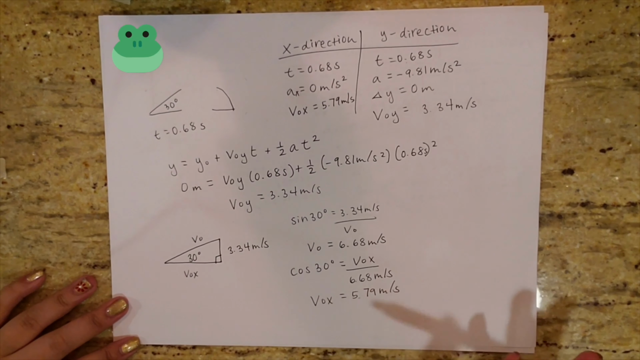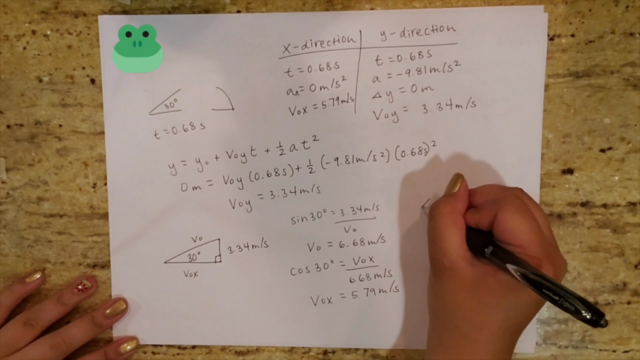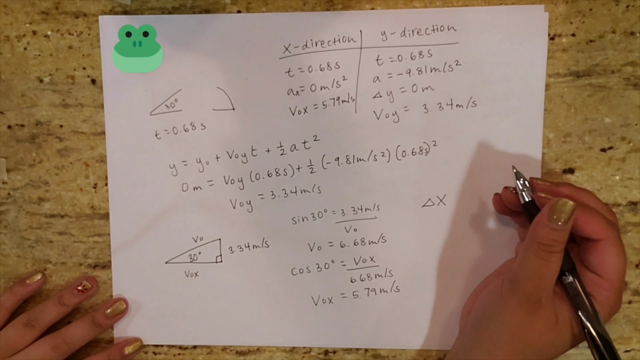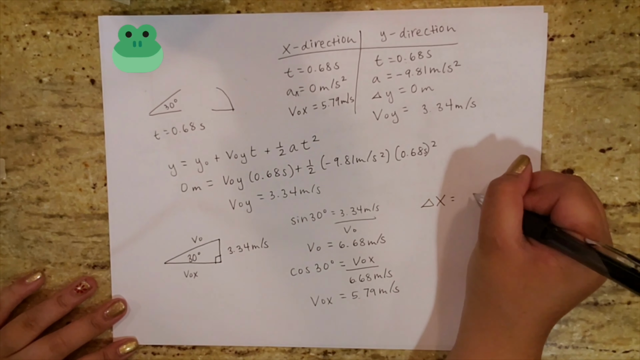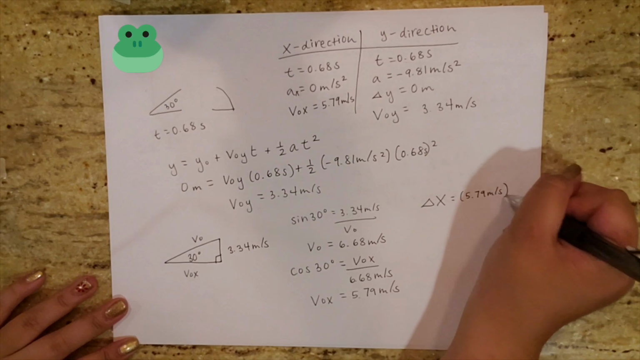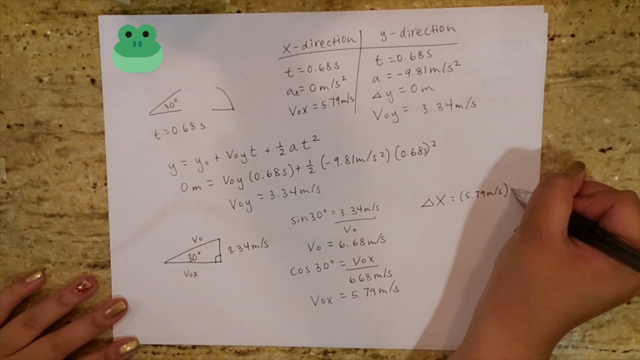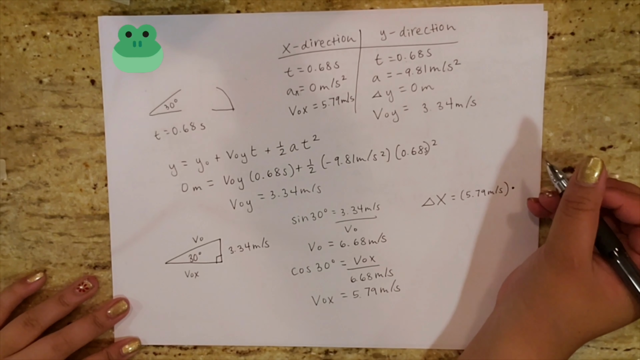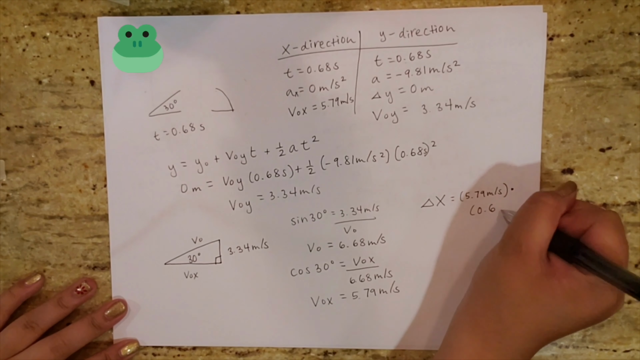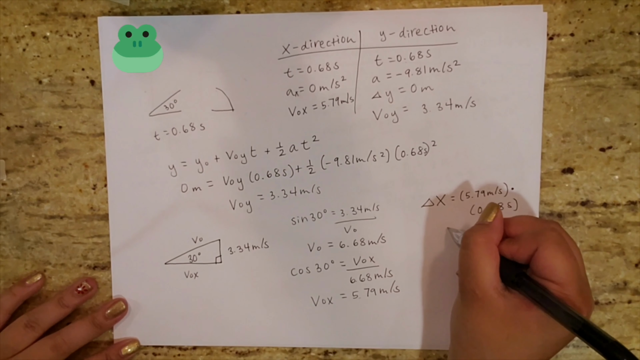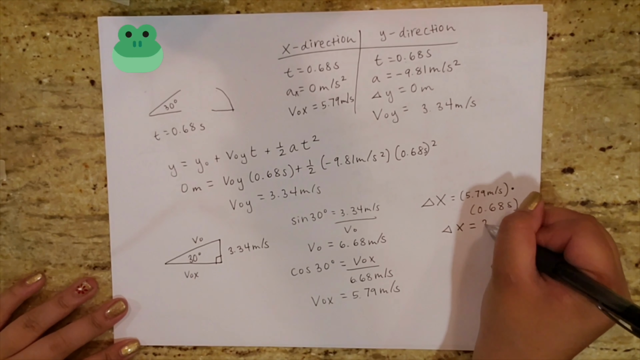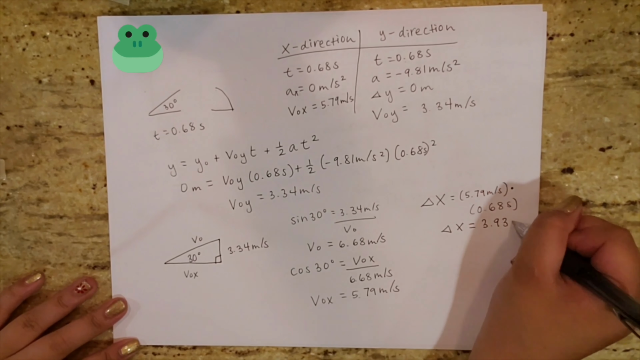To find the distance traveled in the x direction, as the question asked for, we can multiply its velocity, 5.79 meters per second, times the time elapsed during the jump, which is 0.68 seconds. The change in x is equal to 3.93 meters.